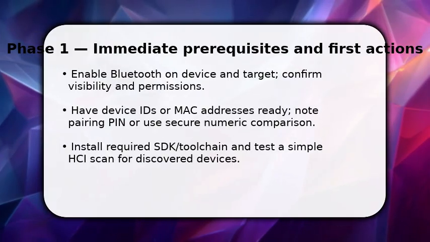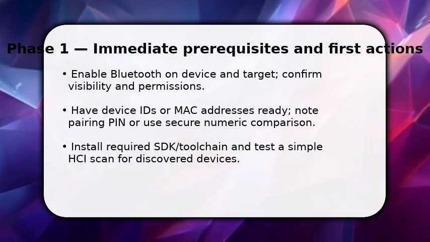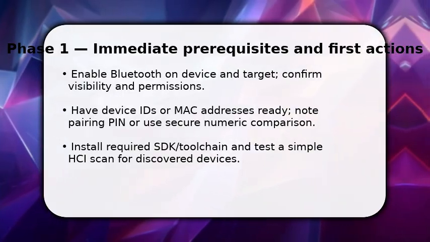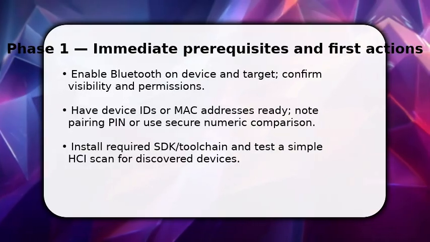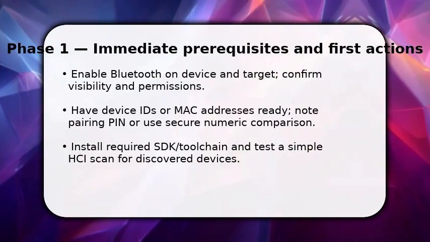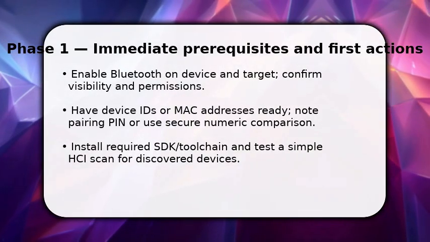You begin by enabling Bluetooth and making both devices discoverable. This opens the radio for connection. Once done, scan for the target MAC or device ID because addressing is how you direct traffic. Make sure to grant location and Bluetooth permissions and verify the pairing PIN or numeric comparison method.